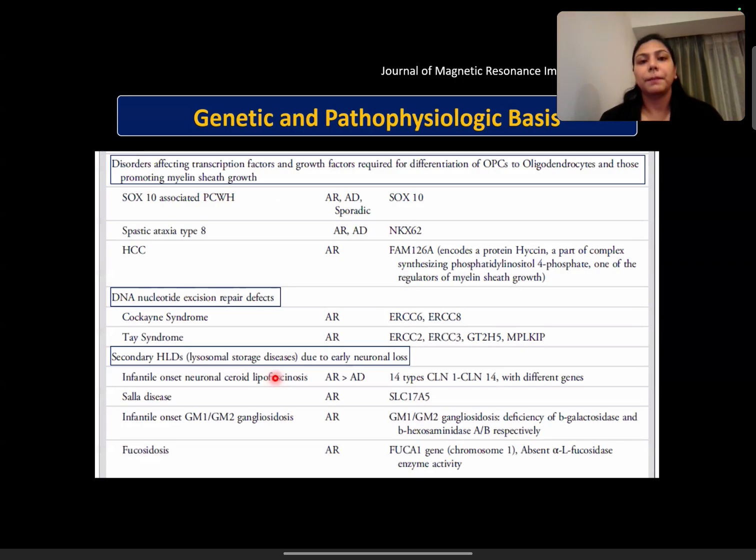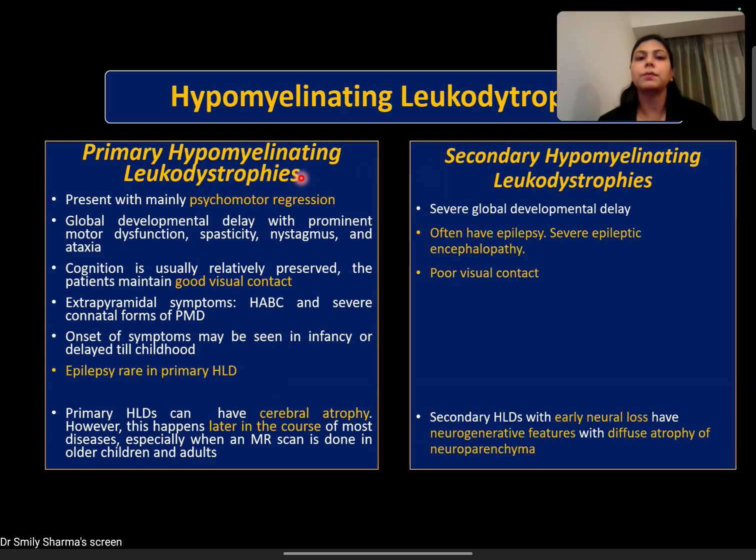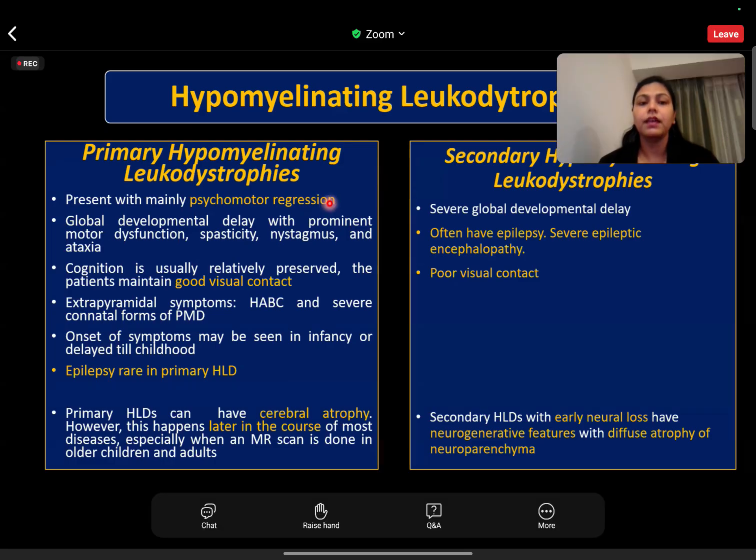So, depending upon the clinical features and the pathogenesis, hypomyelinating leukodystrophies can be divided into primary and secondary hypomyelinating leukodystrophies. As we discussed in the previous slide, there can be primary disorders where myelin deposition is affected, and these patients have the typical prototype of hypomyelinating leukodystrophies. They present with psychomotor regression. They have a global developmental delay with nystagmus, spasticity, ataxia. But the cognition is usually preserved in these patients, and they have good visual contact.